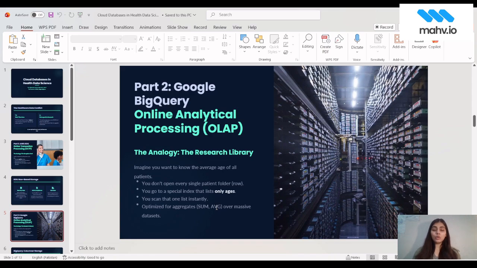What would you be wanting? You would be wanting the average age of the patients, the average blood pressure, the disease trends, and all that. So you don't have to open every patient file, you open only the column you need. Talking about the columns, the data here will be recorded in columns. You'll be seeing columns instead of rows.